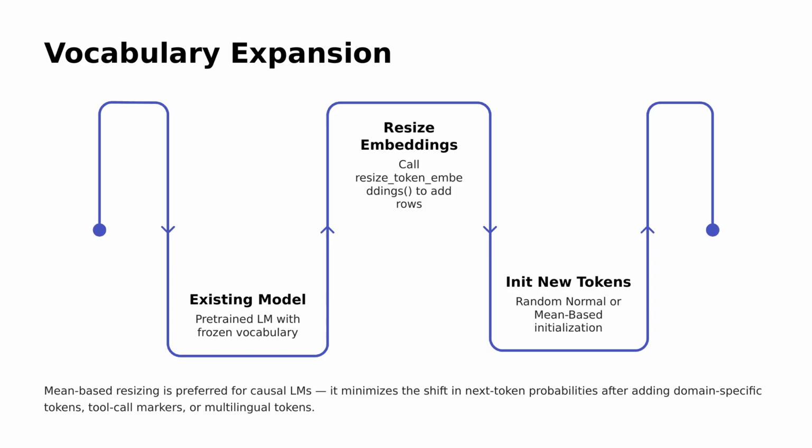Here, we're expanding the model's vocabulary. We start with a pre-trained language model whose original vocabulary stays fixed, then initialize the new tokens, either with random normal values or, preferably, a mean-based approach. After that, we resize the embedding matrix using resize_token_embeddings to add the extra rows. For causal language models, mean-based resizing is usually best because it keeps next token probabilities more stable when adding domain terms, tool markers, or multilingual tokens.